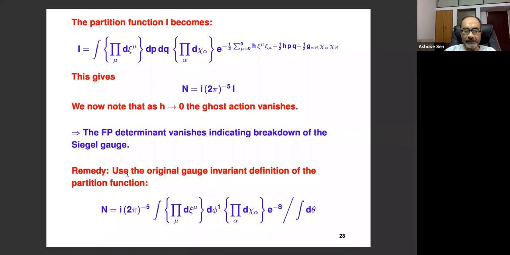So the remedy is that we use the original gauge invariant definition of the partition function, which is that you put back the phi 1 integral, and you put back the division by integral d theta, forget about p and q and the ghost action. That's this one. Except that by going through this process, what you have found is this explicit normalization factor of 2 pi to the minus 5 that we had. So now in this form, this gives an explicit expression for n that we can deal with, and that's what we are going to do now.